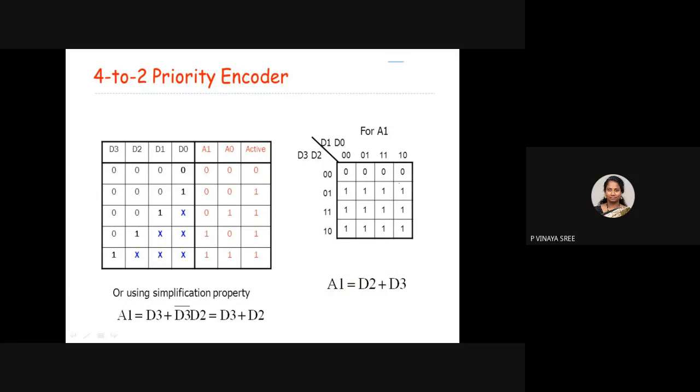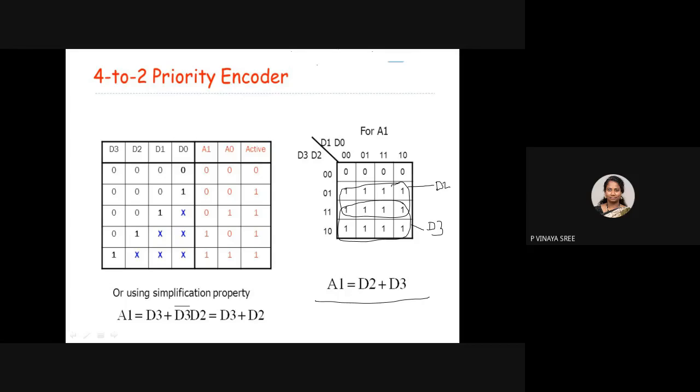So how to group? Maximum you need to go for 16, but 16 is not possible. Next is 8. So we are grouping this 8 and this 8. And tell me the expression for this 8 group. D2 plus D3. So this is D2 and this is D3. So we'll be getting the expression as A1 equals D2 plus D3.